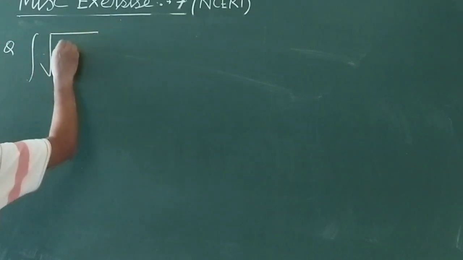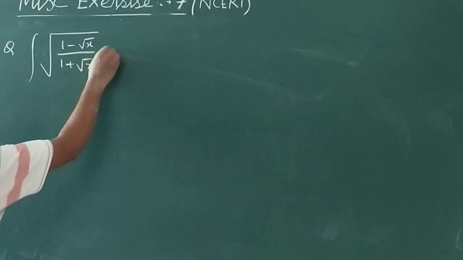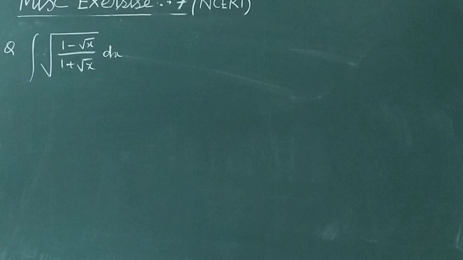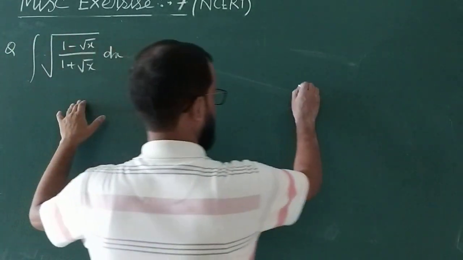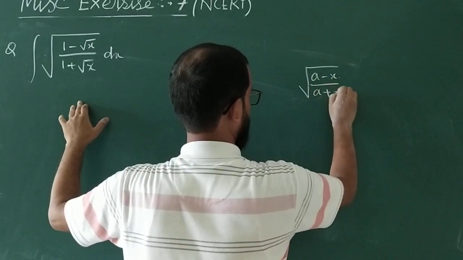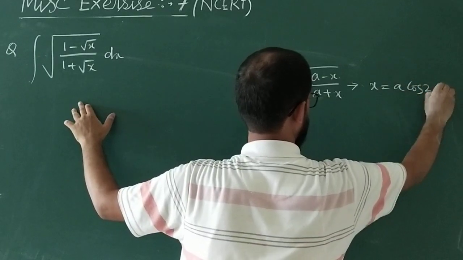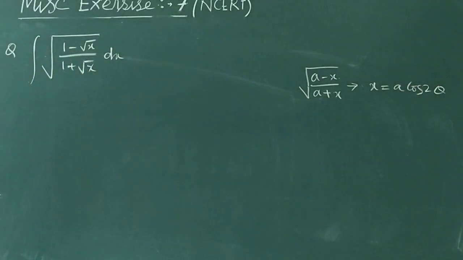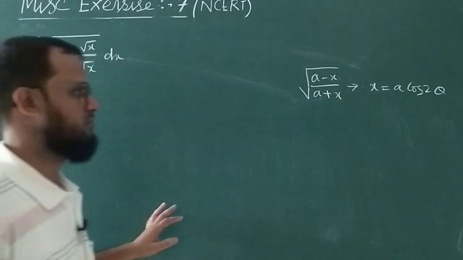Integral of root over 1 minus root x by 1 plus root x dx. This is very, very interesting for you. Now you know an expression already. This type of question I have solved: a minus x by a plus x. What is the substitution? x equal to a cos 2 theta. Here you see a means what? 1, and x means what? Root x. So here you will substitute.